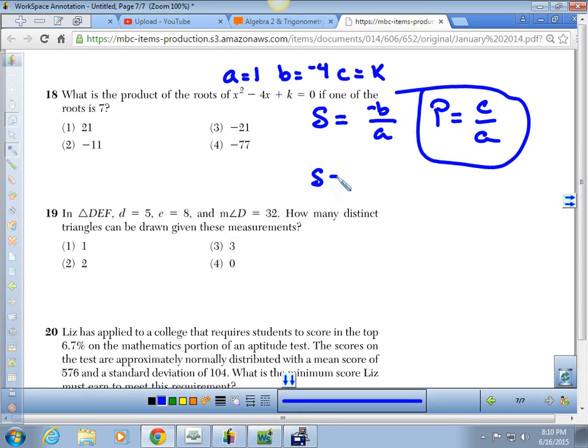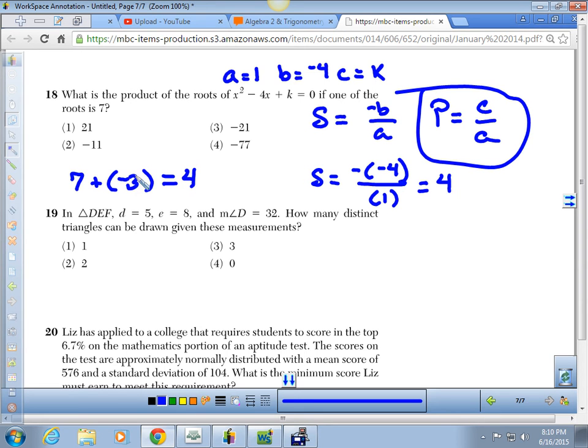The sum of the roots is going to be negative B over A. Well, negative is, so positive 4. My roots add to give me 4. Well, I know one of them is 7. 7 plus what is going to give me 4? -3. My other root is -3.